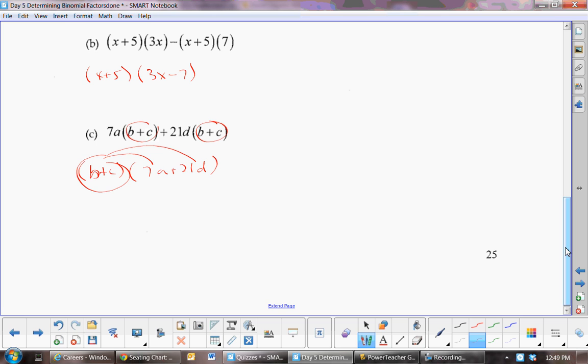Why? Everyone's like, oh yeah. Well, why? You can still take out a 7. So this would be b plus c. You can also take out a 7, leaving you with a plus d. See, taking out the b plus c is the same thing as taking out the 7. Because b plus c is a unit. They have brackets together.